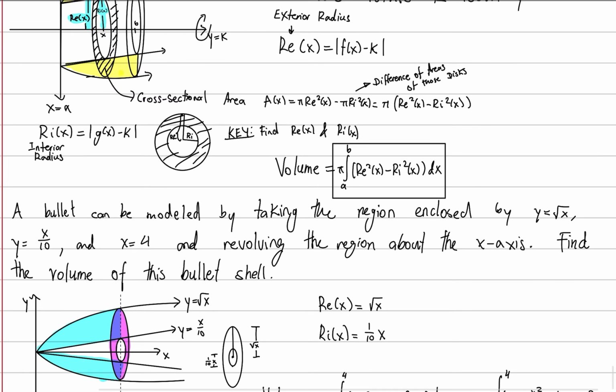The shell of a bullet, I should say, can be modeled by taking the region enclosed by y equals square root of x, y equals x over 10, and x equals 4, and revolving the region about the x-axis. So the bullet, at least the shell with some hole in the middle, can be modeled by revolving this specific region about the x-axis. Find the volume of the bullet shell.